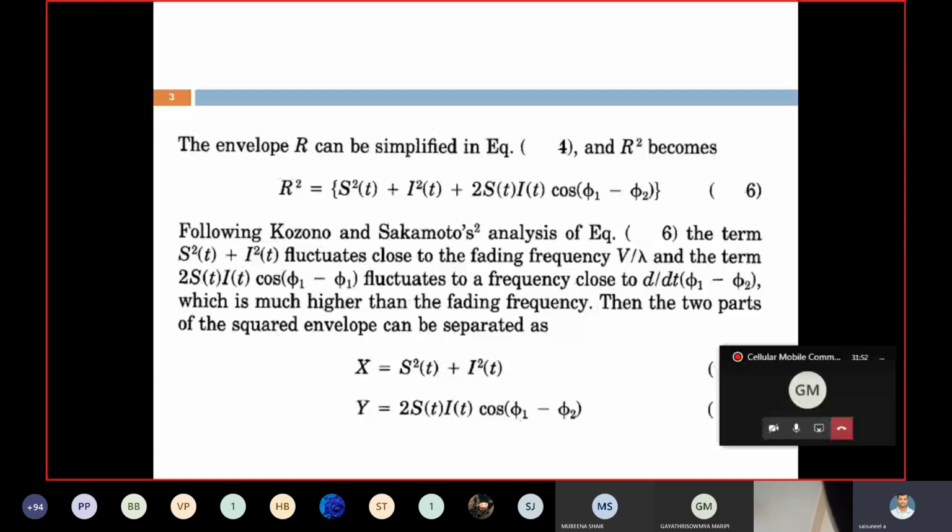Based upon frequency, suppose we assume that S square of t plus I square of t is equal to x, and 2 S of t I of t cos of phi 1 minus phi 2 is equal to y. Then R square is equal to x plus y. Only for simplification do we assume this: R square is equal to x plus y.